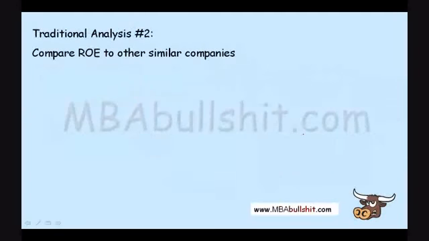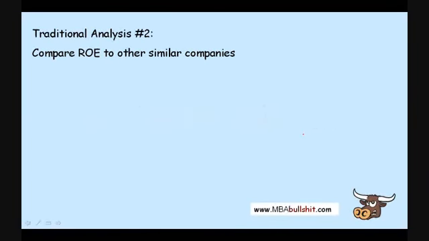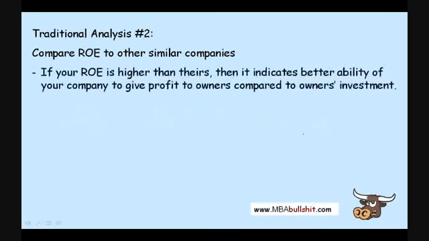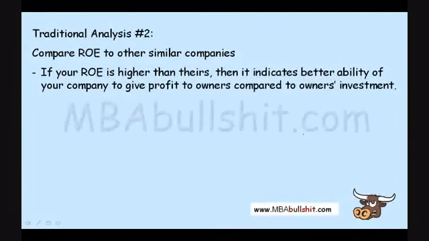Traditional analysis number 2 is to compare the ROE of this company to the ROE of other similar companies in the same industry or in similar industries. So if the ROE is higher than these other companies', then it indicates that this company has better ability to give profit to owners compared to owners' investments. Or that this company is better than other similar companies in giving profit to owners compared to the owners' investments.